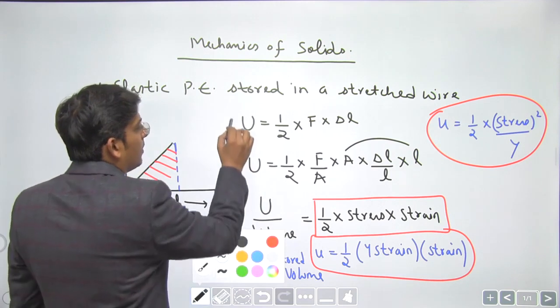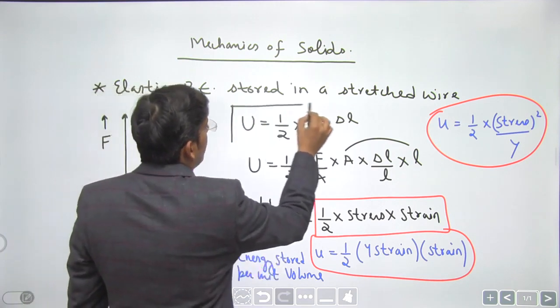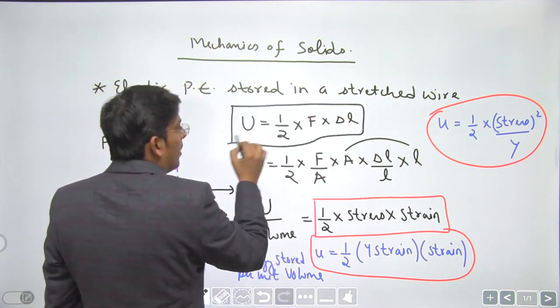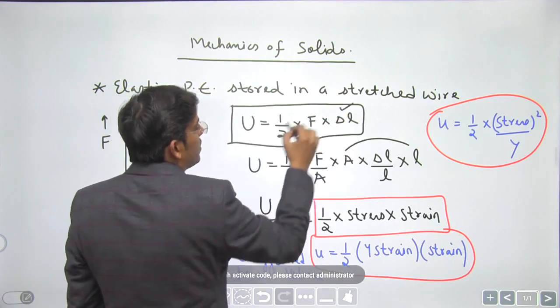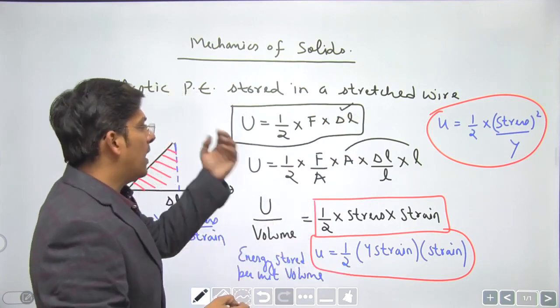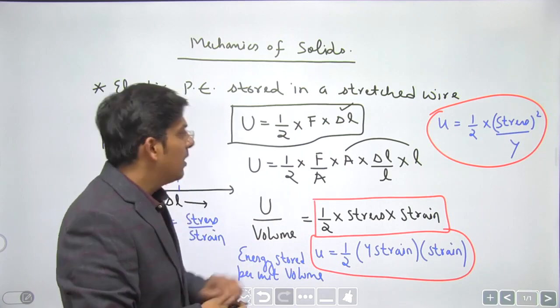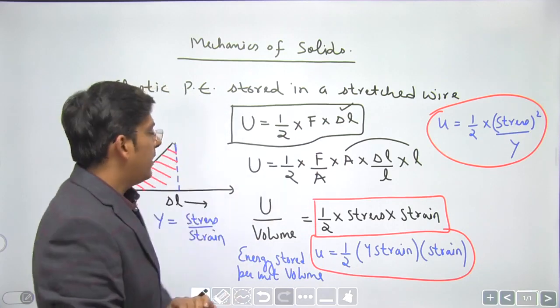Sometimes we are asked that we are extending the wire by applying the same force. You can find the ratio of the extensions, or you are asked to calculate the ratio of the potential energies. So for that you have to use this formula, right?